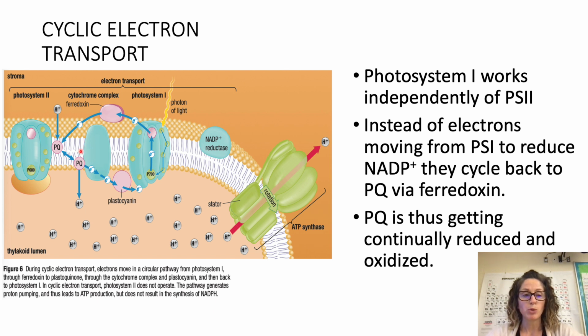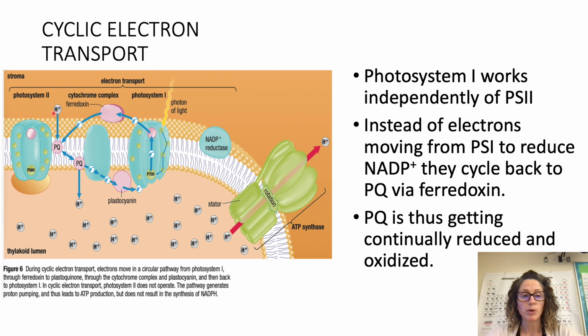So instead of electrons moving from photosystem 1 to ferredoxin, and then going on to reduce NADP plus to NADPH, that isn't happening in this case. Instead, we have ferredoxin taking the electrons from photosystem 1 and bringing them to PQ, plastoquinone. So it's going to be continuously reduced by collecting the electrons.